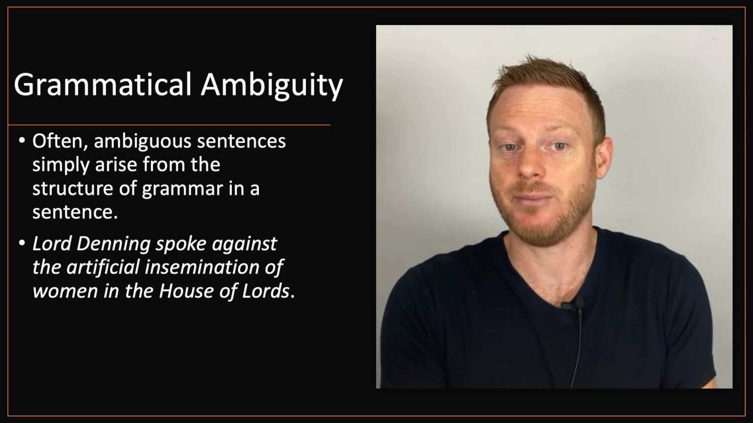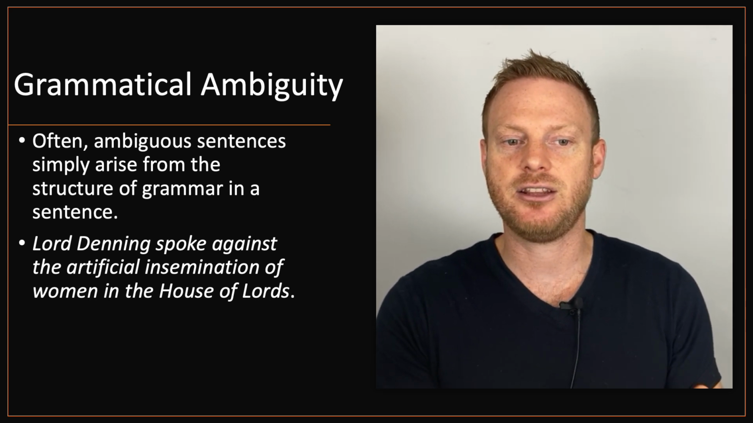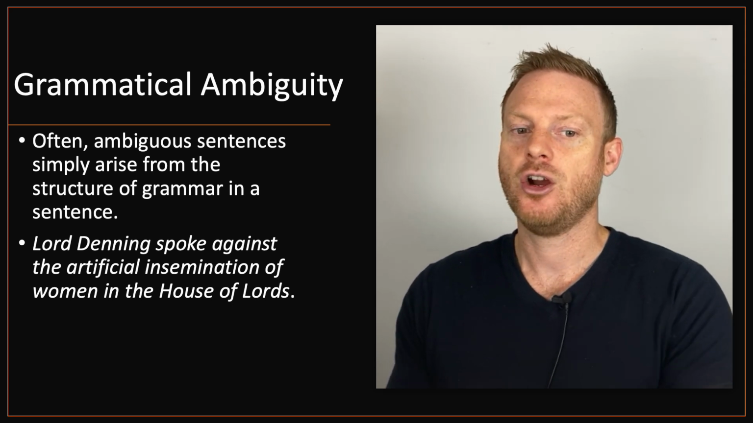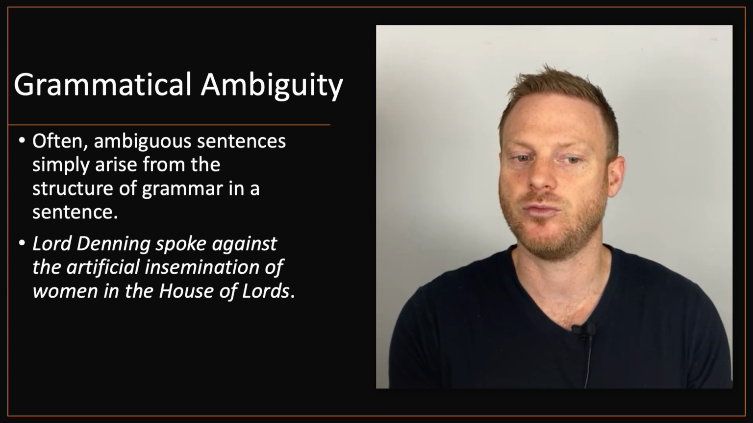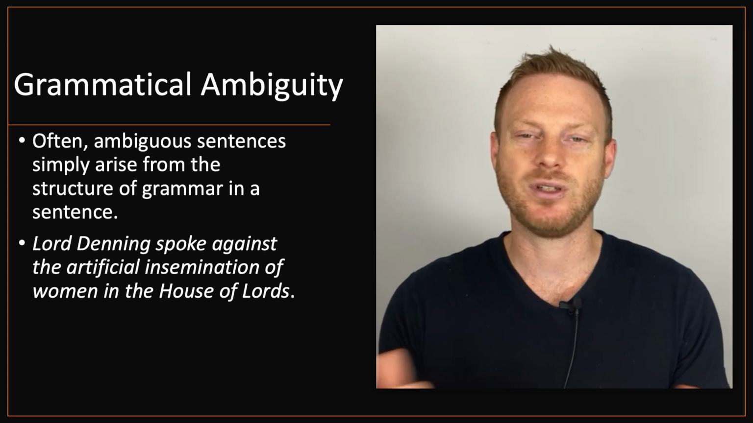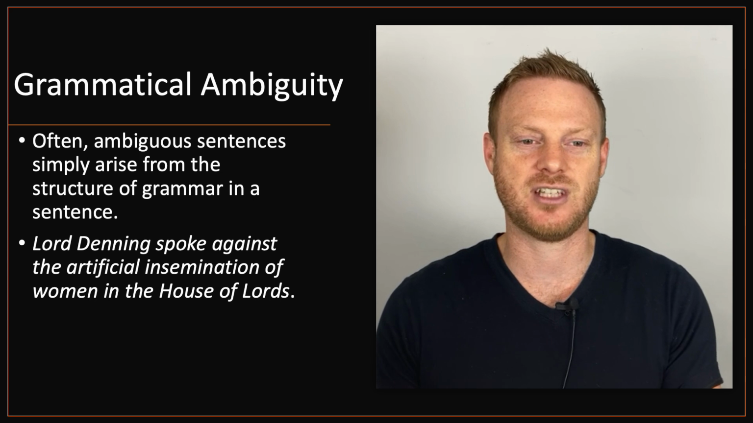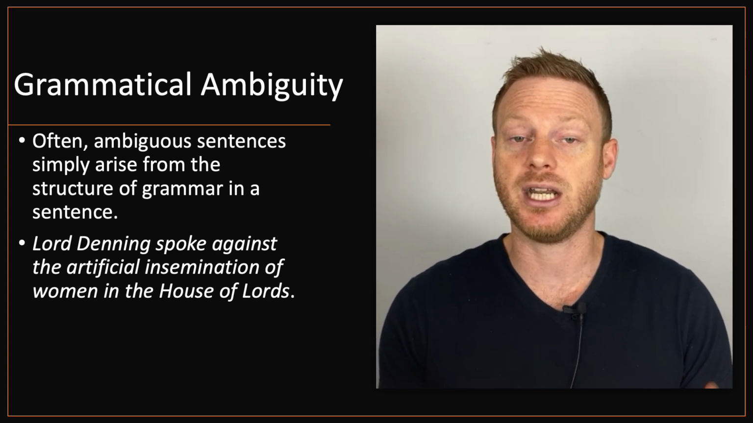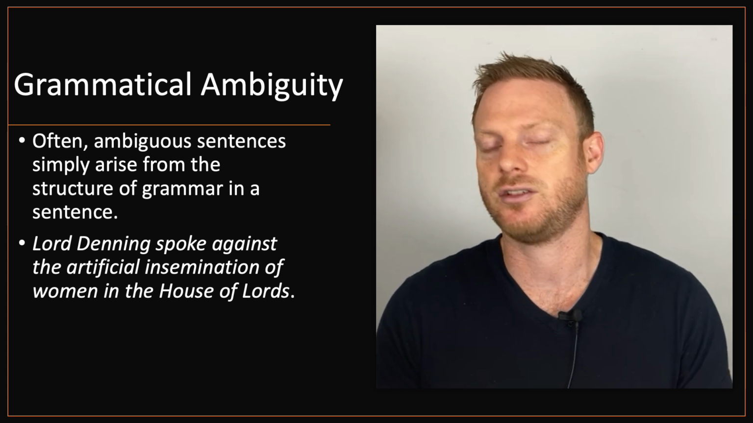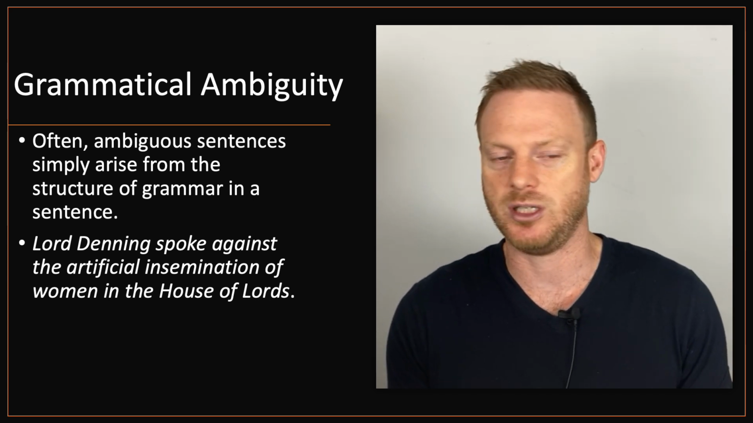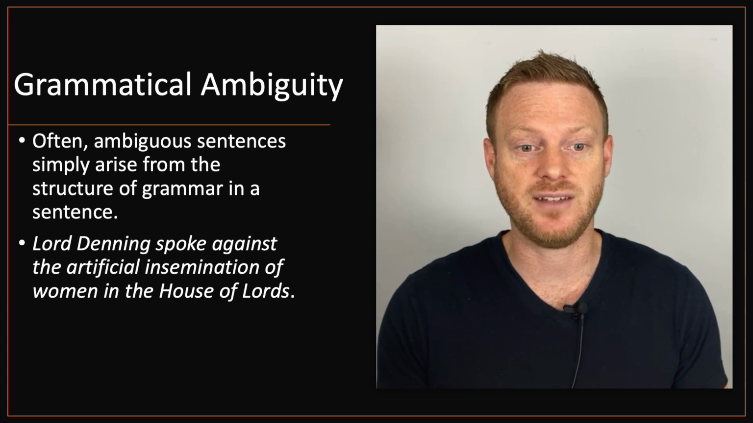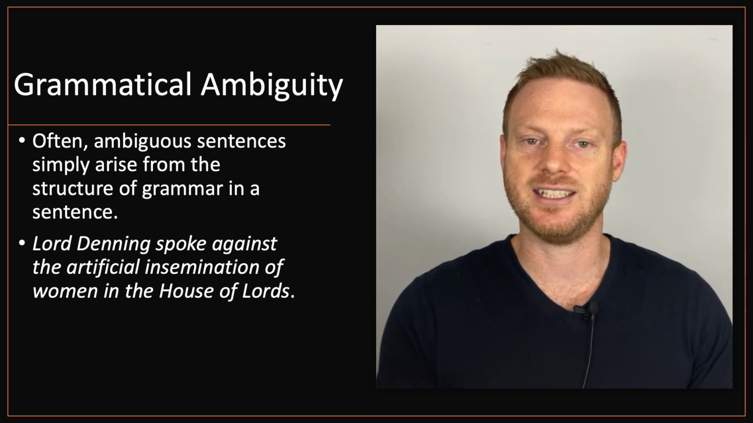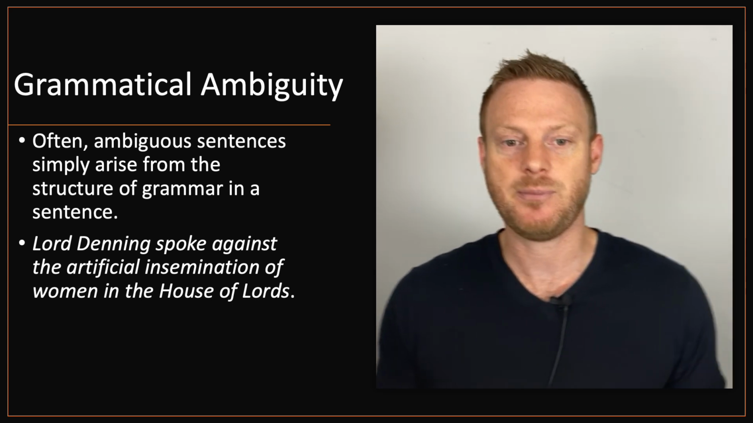But as a matter of fact, the grammar could mean either that Lord Dennig spoke in the House of Lords, or he spoke against the artificial insemination of women in the House of the Lords. So it's not clear what's happening in the House of Lords. Is it the artificial insemination of women, which is extremely unlikely, of course, and silly to even think about? But as a matter of fact, the grammar doesn't tell us this. It's just our common sense that tells us that's probably not what he meant. But the sentence could mean that the artificial insemination of women is happening in the House of Lords, or Lord Dennig is speaking in the House of the Lords. So keep that in mind.